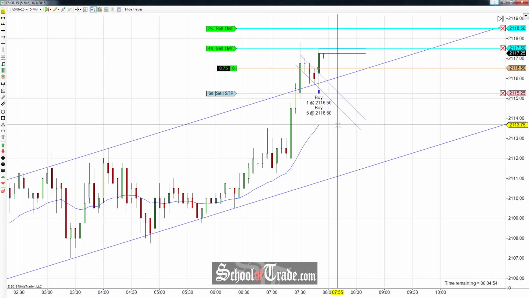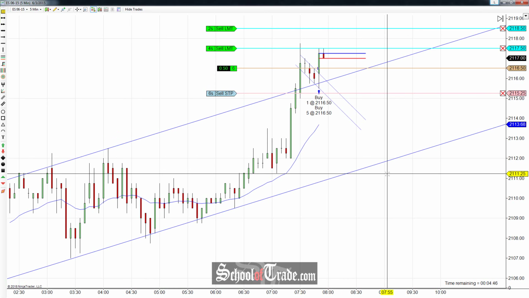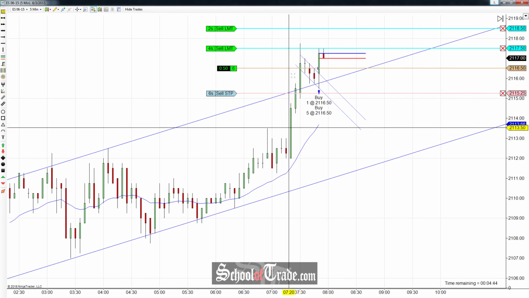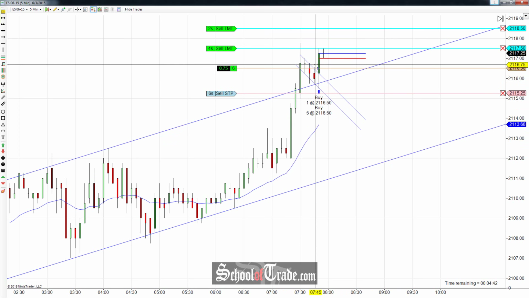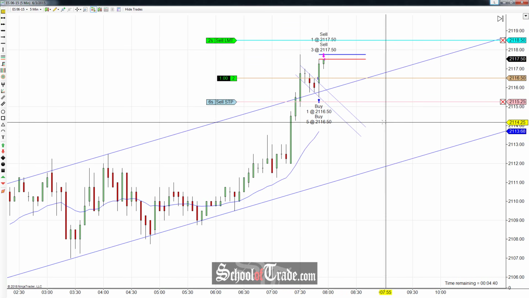Once we get that filled, stop goes to break even just like normal, and then after that we're looking for 2118.50 just for a final kind of push to see if they can hit these highs and really smack through them. We've seen this huge push. There's not really anything telling us that we shouldn't see one more try to get through those highs.